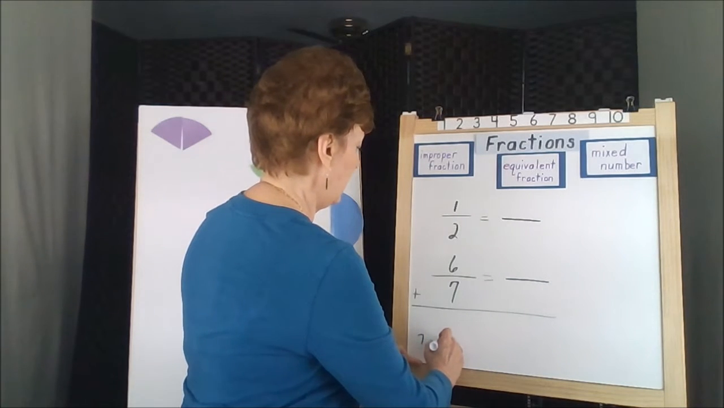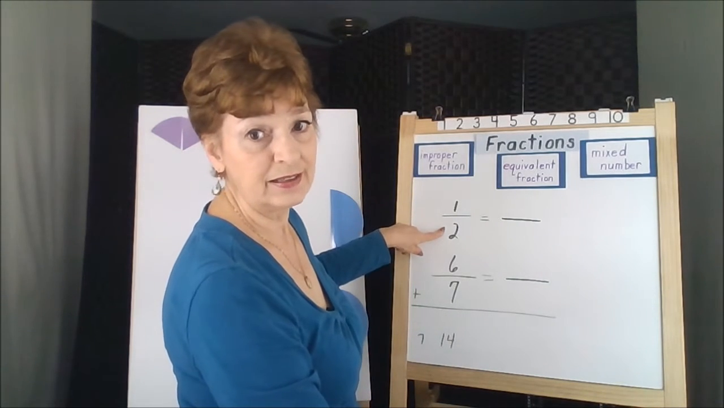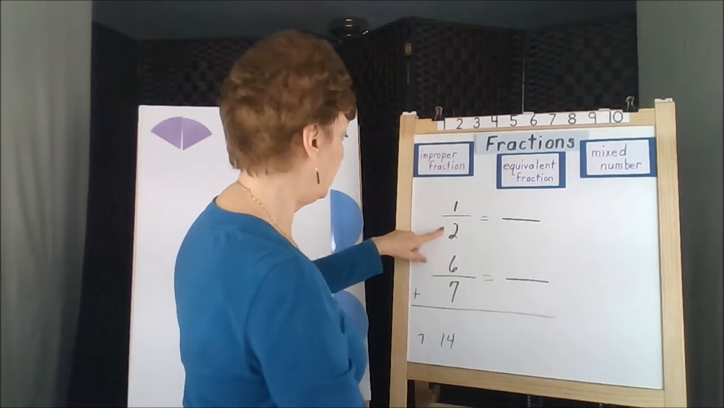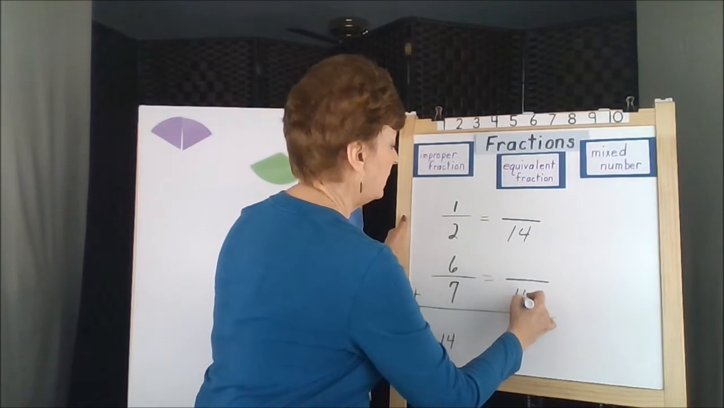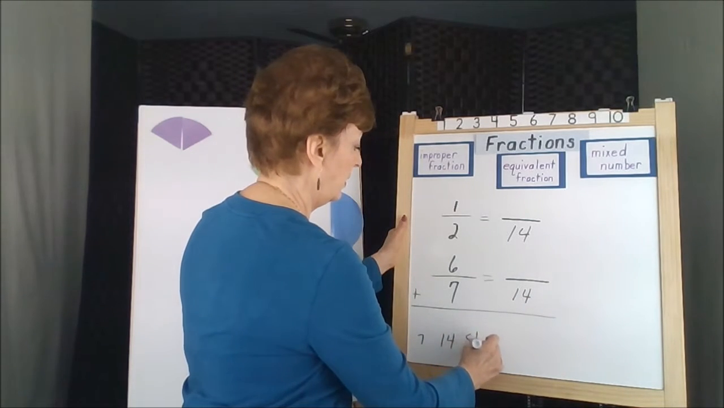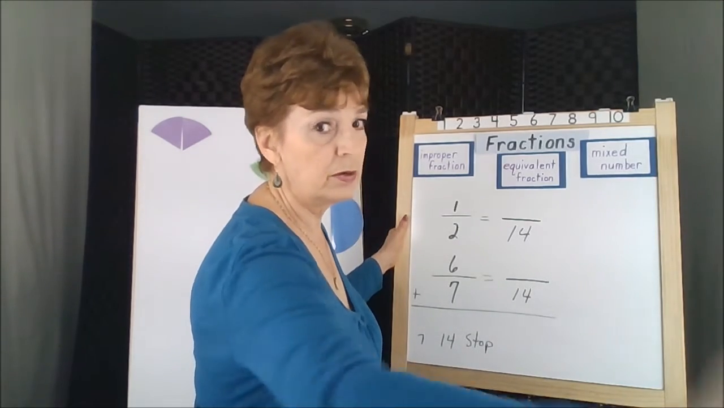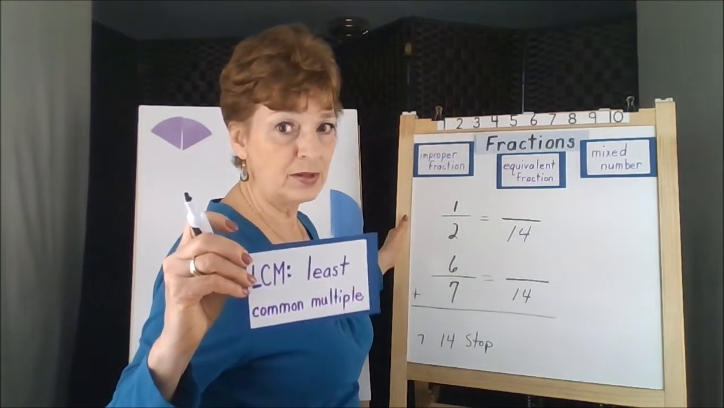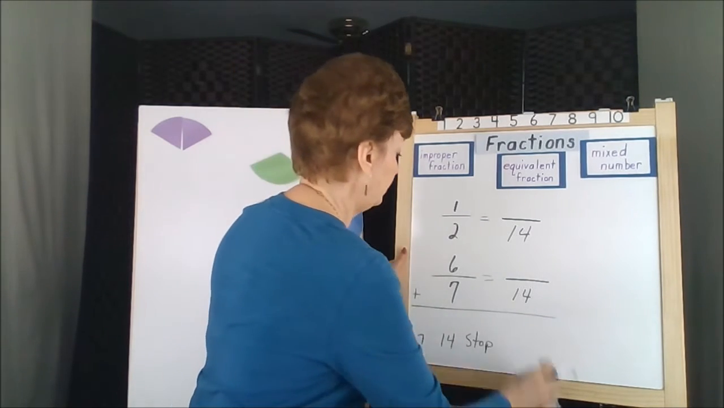7, and the next multiple of 7 is 14. Is there anything we can do to 2 to make it a 14? Well, 2 times 7 is 14. Good. We've got our common denominator. That's our least common multiple. We can stop right there. Stop. You don't need to go any farther with your multiples because you've located the least common multiple that 2 and 7 share.